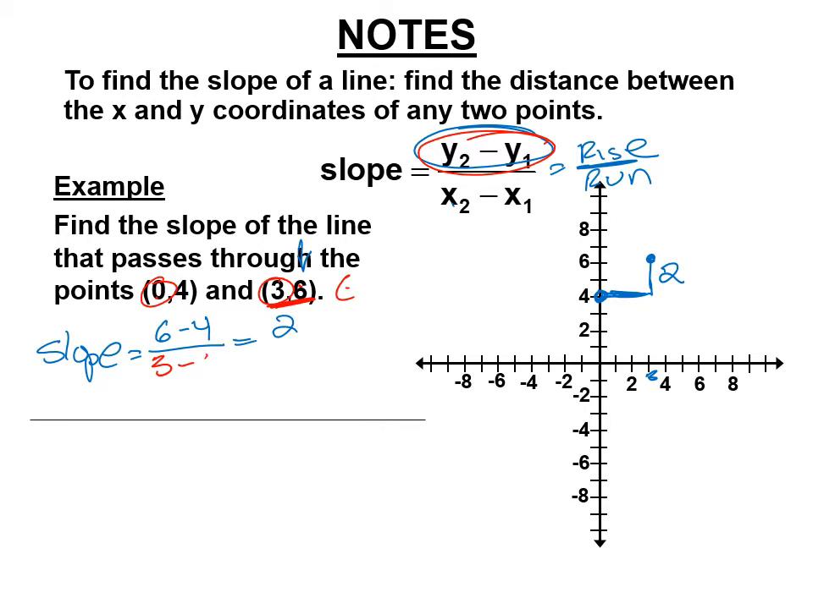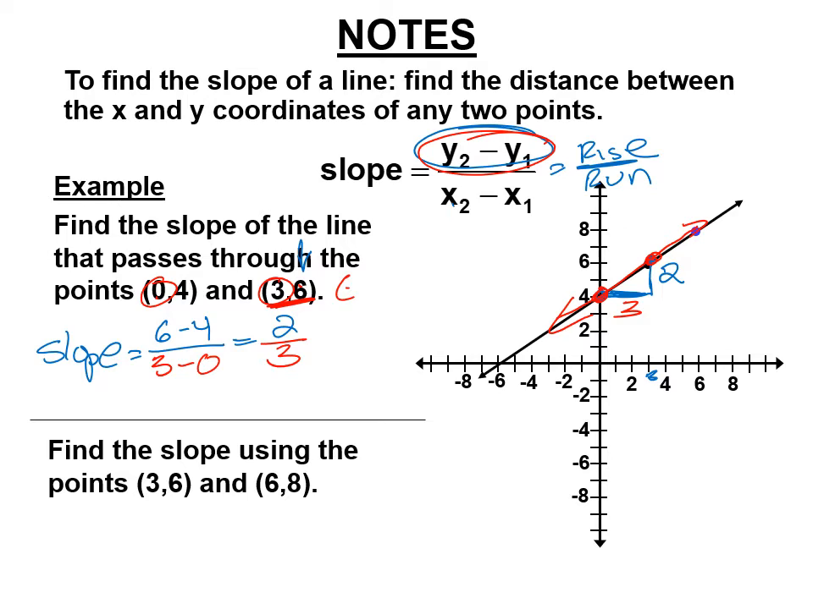subtract my x coordinates, and I get 3 minus 0 is 3, and the slope of that line is 2/3. And there's only one line that goes through those points. It's the one and only line that goes through those 2 points, and the one and only line that goes through both of those points has a slope of 2/3. All right, there it is.